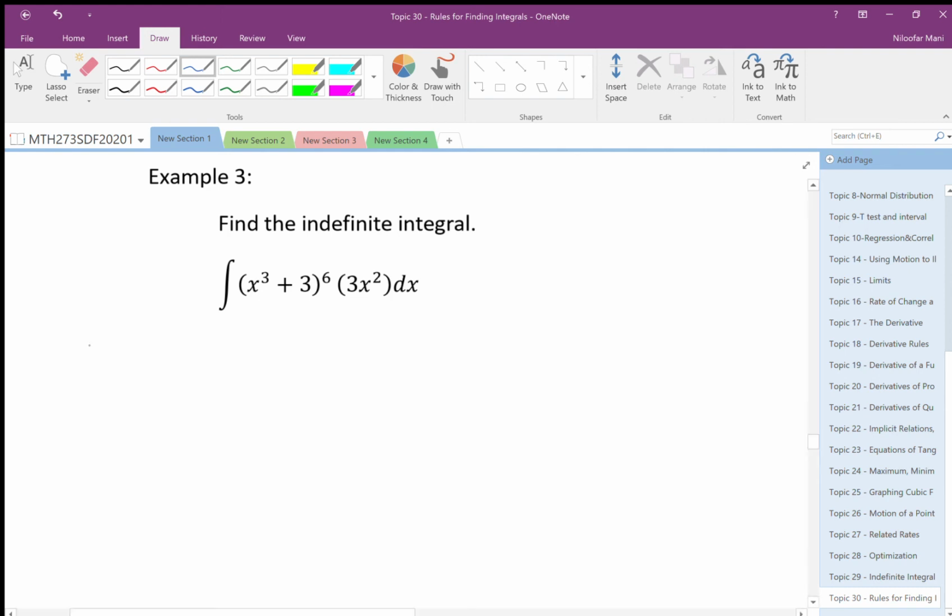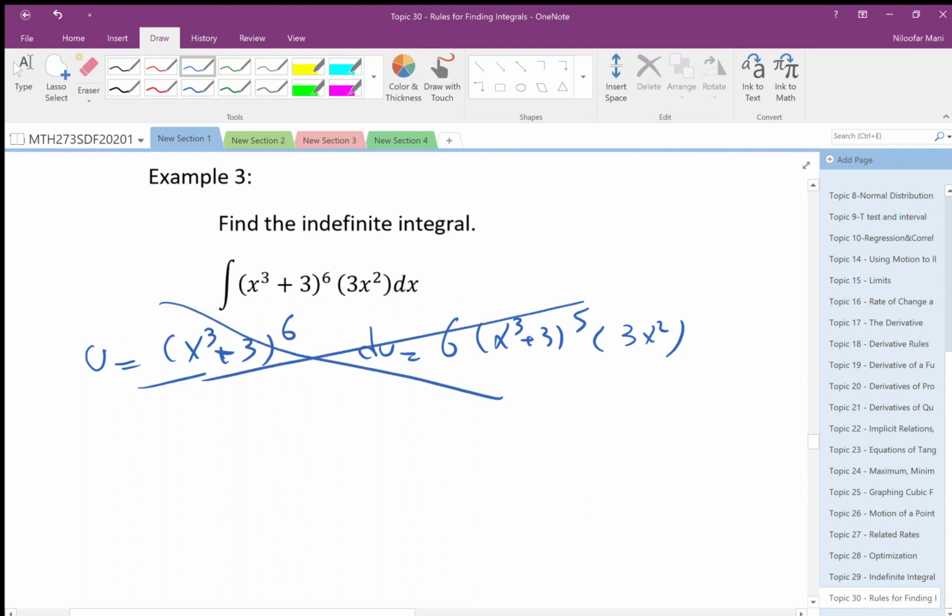See, if I do u equal (x cubed plus 3) power 6, then what is du? du is 6 (x cubed plus 3) power 5, and then the derivative of the inside. Oh my goodness, this is hard. Okay, so I don't do this. How about if I just do u inside the bracket, sorry, inside the bracket, or just under the radical.